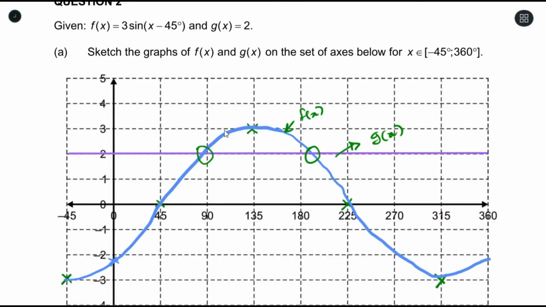So where is our fx graph above the gx over here? As you can see, from the point of intersection, the blue line, which represents our fx, becomes above the gx until the second point of intersection, where it is now below it. So we can say from 86,3 to 183,2, the fx is above the gx.